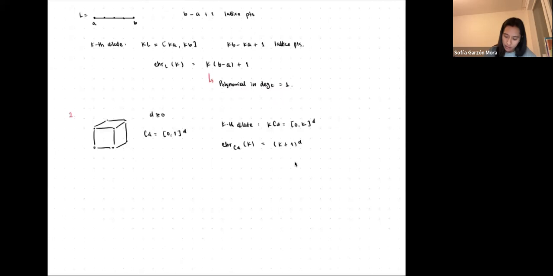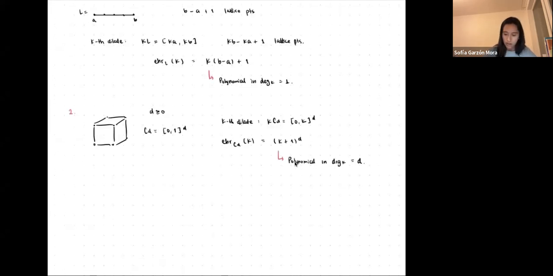Okay, and then again, I'm going to write this here. This is a polynomial in K of degree D, right? So far, so good.